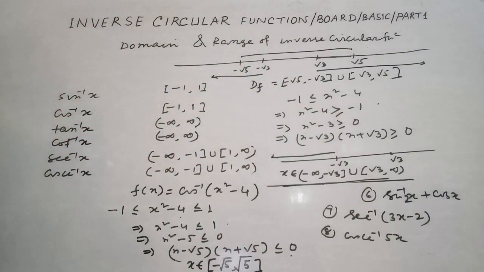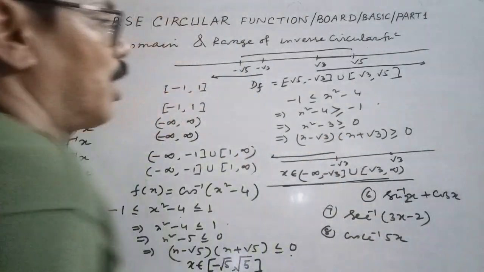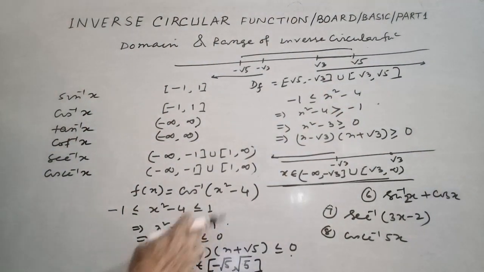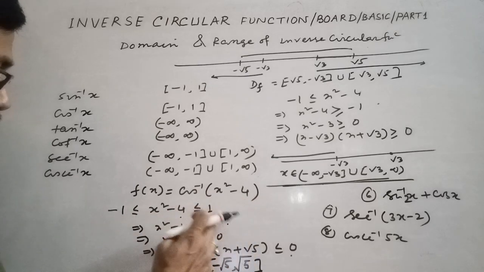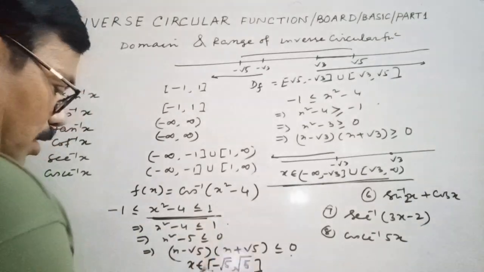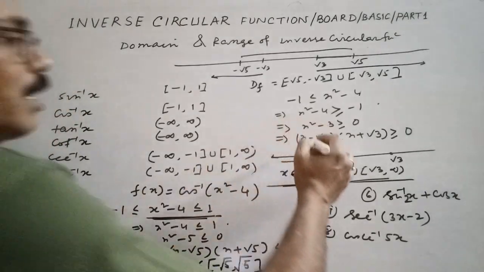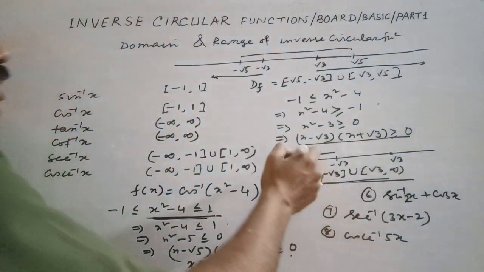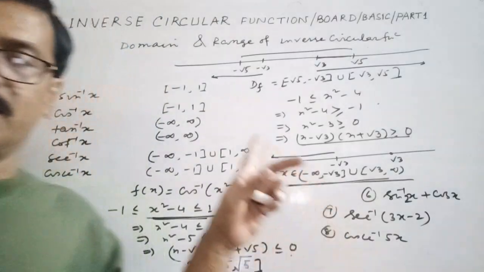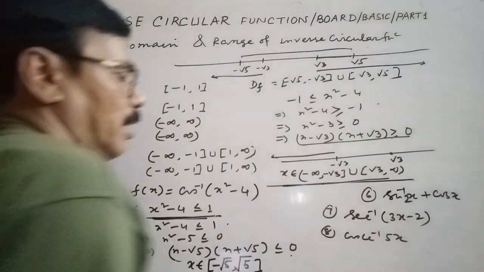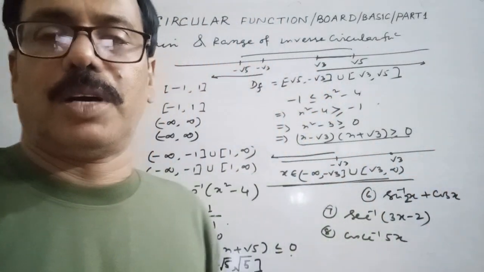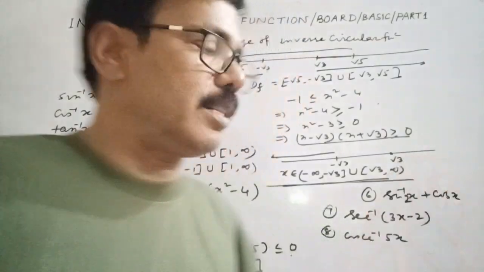So look at it again, f(x) equals sine inverse of (x square minus 4). So x square minus 4 lies between minus 1 to plus 1. Considering one part, we get this, and considering the second part, we get this, and taking the common part, we get the domain. So these are problems of competitive exams. Similarly, you can find the domain of sine inverse x square, exactly the same.